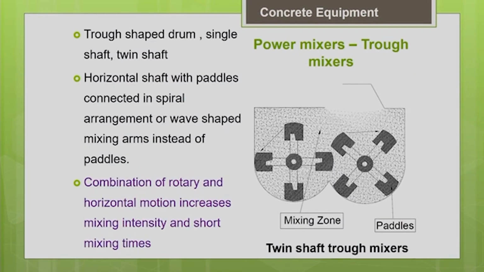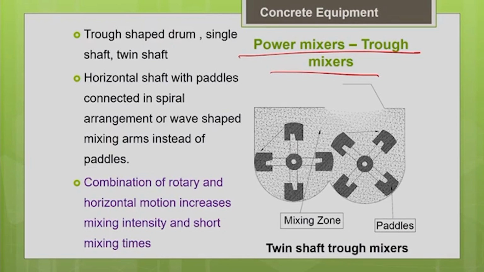Now we will discuss the next type of power mixer, which is the trough mixer. It resembles a trough shaped drum. You can see the schematic picture of the trough mixer. You can have a single shaft or double shaft trough mixer. In the earlier pan mixer the shaft was vertical, but here you can see the shaft is horizontal. You have the horizontal arrangement of shaft.